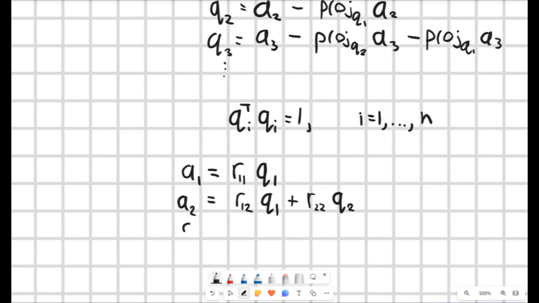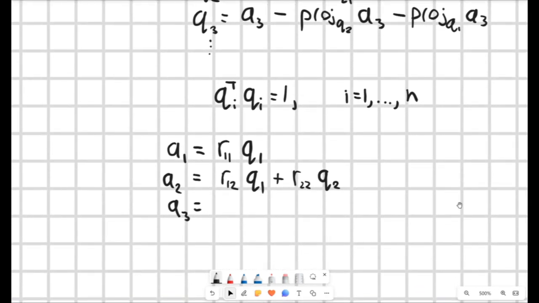I'm going to carry on in a similar way. We know that A3 is going to be equal to, so there's the vector Q3, and then we have a projection onto Q1 and a projection onto Q2 as well. So really continuing, following the same principle, we know that A3 is going to be an R13, some other constant, times Q1 plus another constant, an R23, times Q2 plus another constant, which I'll write as an R33 times Q3, and so on.